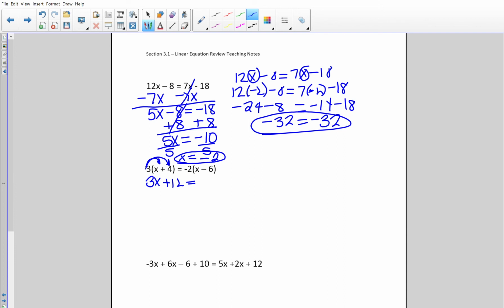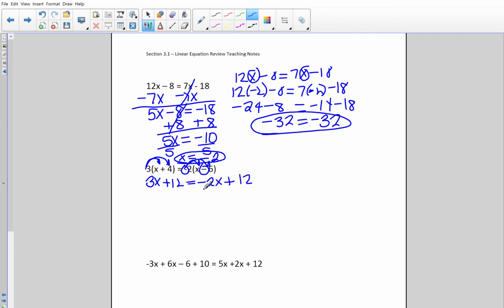Now watch your negatives. It's going to change your signs. So negative 2 times x is a negative 2x. Negative times a negative is a positive, and then we've got a 12. So right here, you've got to be careful about that negative times a negative on this. So in this case, I'm going to move my variables first.